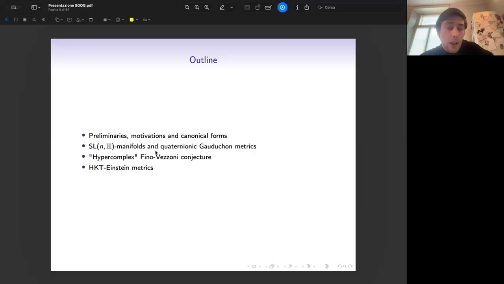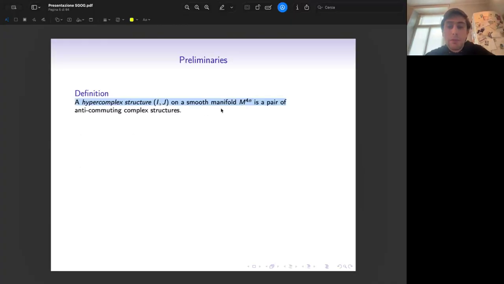And then finally, I'll conclude with the introduction of the so-called HKT Einstein metrics, and I want to discuss a bit their properties and analogies and differences from the Kähler-Einstein case.